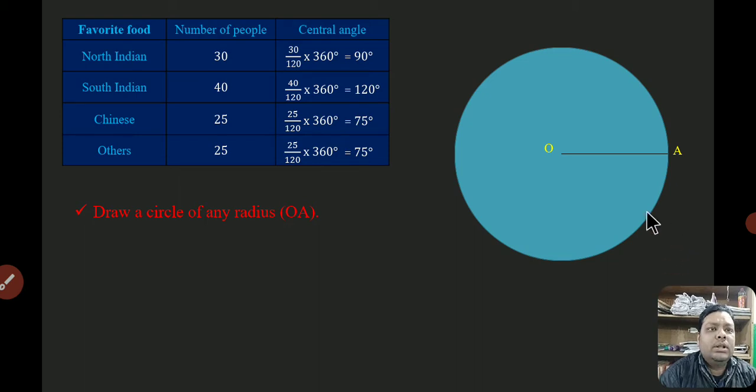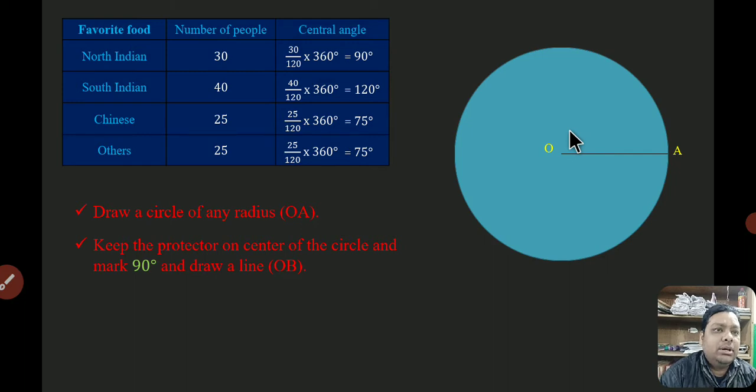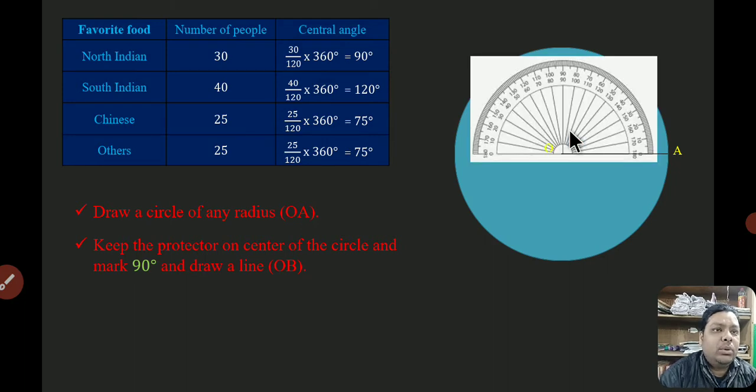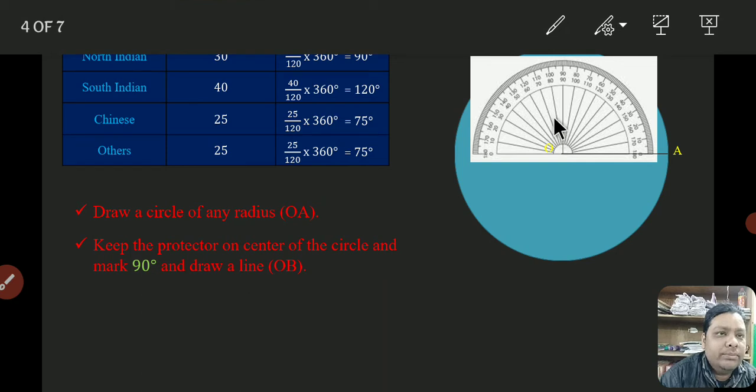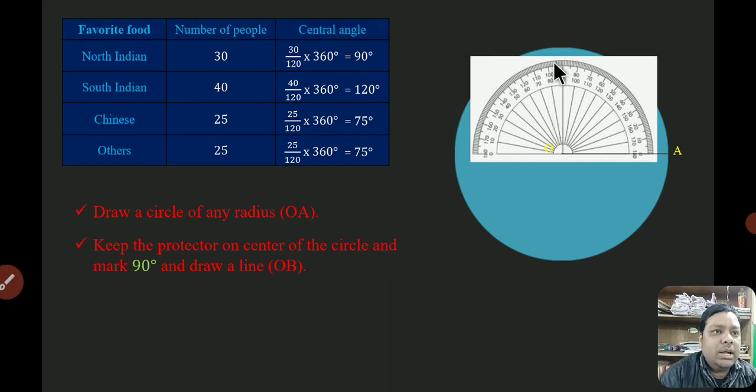Now you can see here we will keep the protractor on the center of the circle, mark 90 degrees and draw a line OB. Now I have kept one protractor here, you can see. Now, where is 90 degrees? It is 90 degrees here, so here we will mark B.